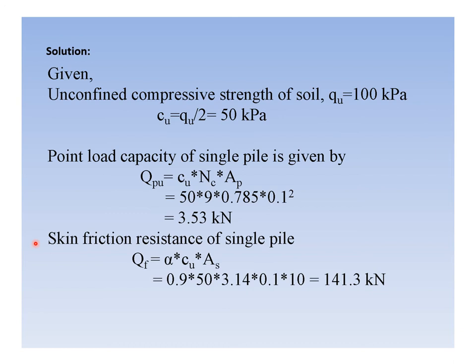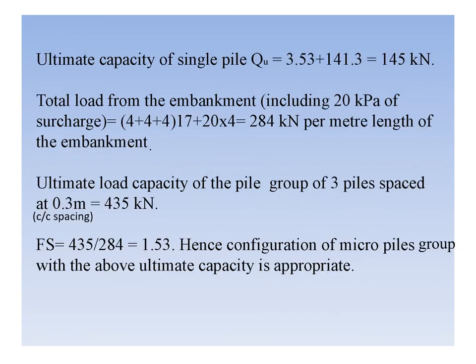Skin friction resistance of a single pile, Q sub F, is equal to alpha times C sub U into A sub S, and by plugging in the values you get Q sub F equal to 141.3 kilonewton. So obviously the ultimate capacity of a single pile comes to 3.53 plus 141.3, that is almost 145 kilonewton.